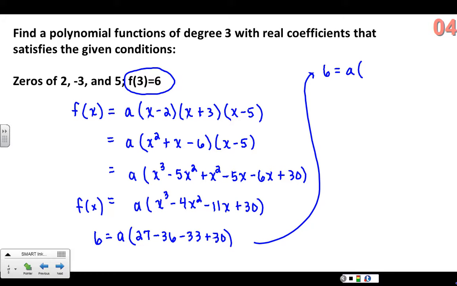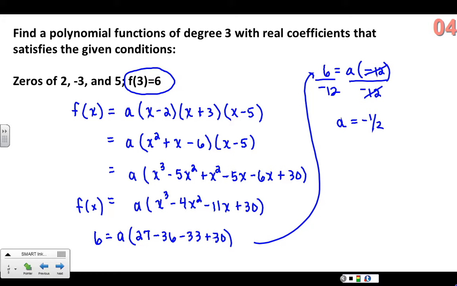I got negative 12. I'm going to double check my arithmetic there. 27 minus 36 minus 33 plus 30. Got negative 12. So to solve for a, we would divide by negative 12. So a is equal to negative 1/2.